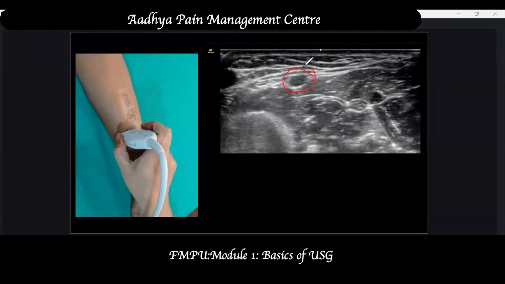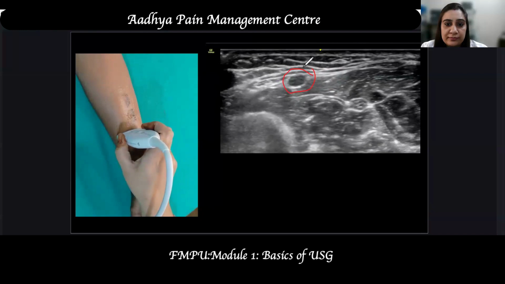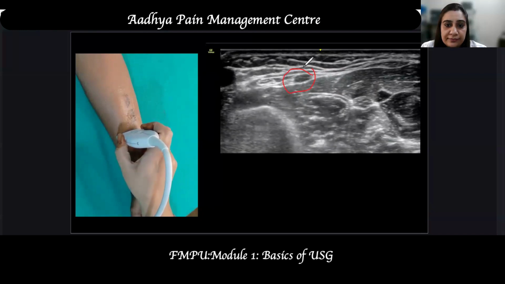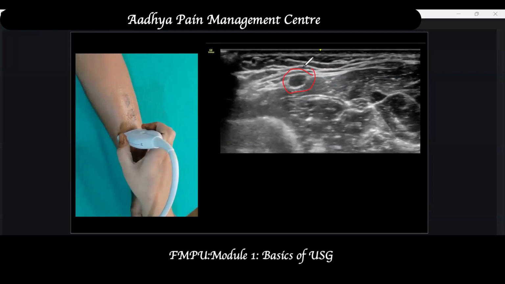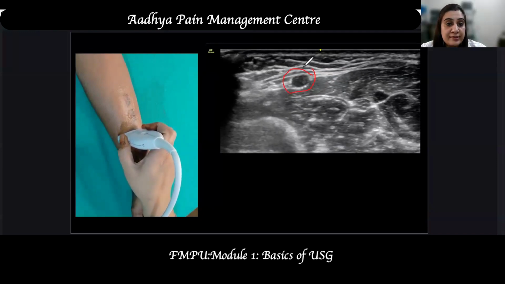Now I'll be doing one maneuver. It is non-compressible. Yes, it is pulsatile. It is non-compressible.